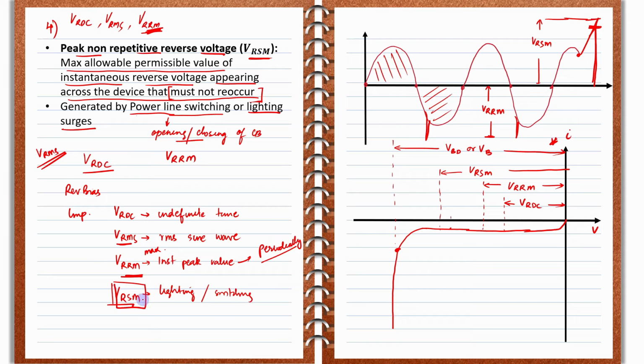So in the next video, we will start with the forward biasing process, and we will see some important terms associated with the forward biasing process of the diode.